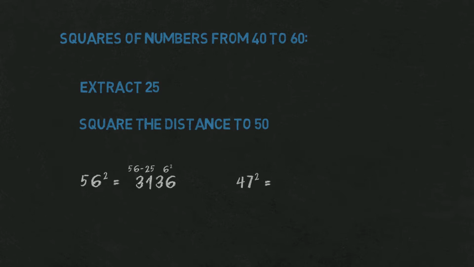Let's take second example, 47 squared. Step 1, 47 minus 25 is 22, and step 2, 47 is just 3 away from 50. So we square 3, it is 9. Because it gives us last two digits, we write it down as 09. The result? 2209. That's the whole method.